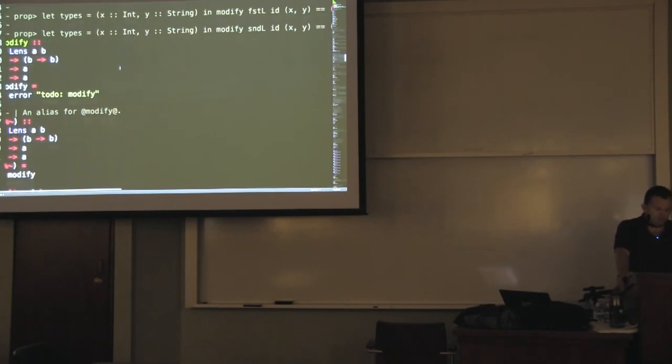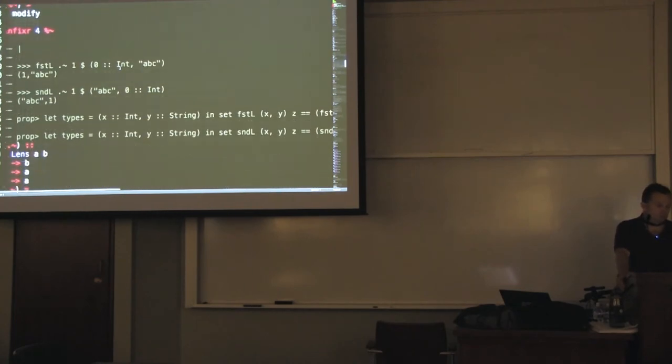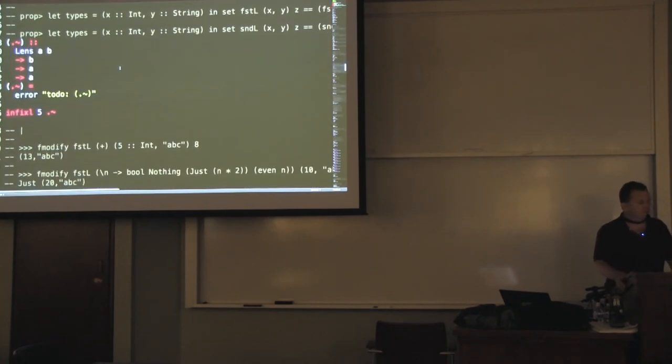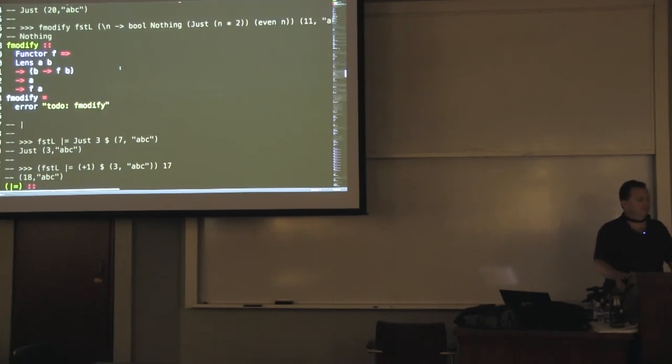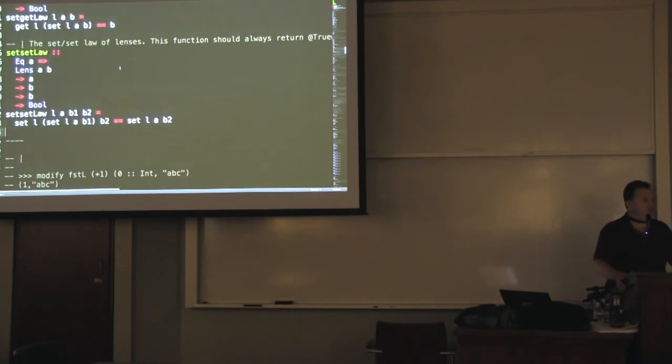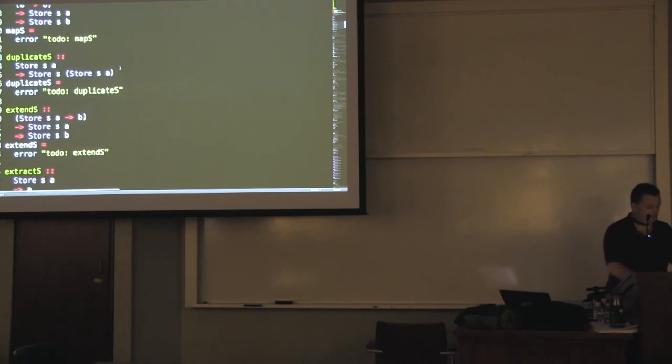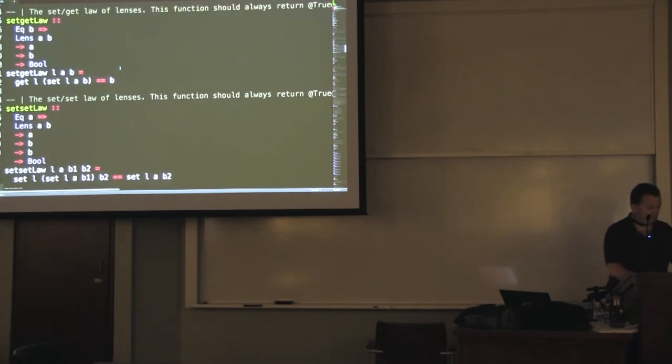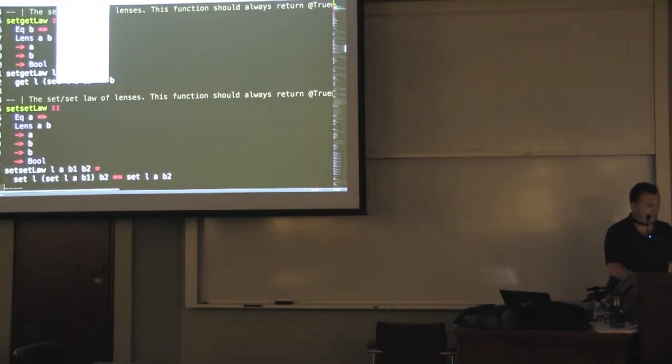Again, there are all these exercises in here. Modifies the first one, I think that's called set. Modify through a functor and so on. Then I think it was K to get that thing back. Let me get my sidebar back for one moment.